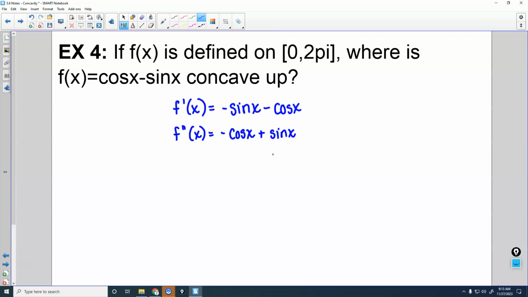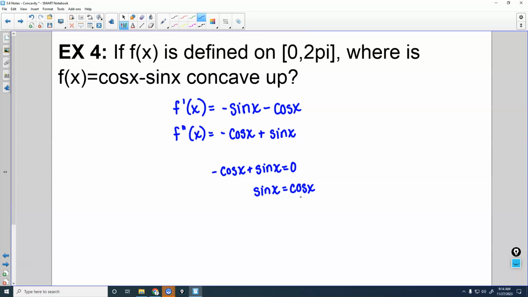So once we find our second derivative, what are we going to do with it? Find the zeros, that will give us those critical points. So negative cosine x plus sine x equals 0. And this is an equation that you can't really solve using algebraic methods necessarily. But if I move that cosine over, what I'm really looking for is where sine x equals positive cosine x, right? If I just add that cosine to both sides. I'm looking for where sine x equals cosine x.